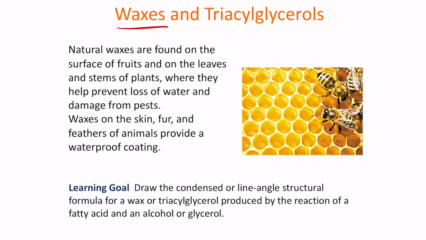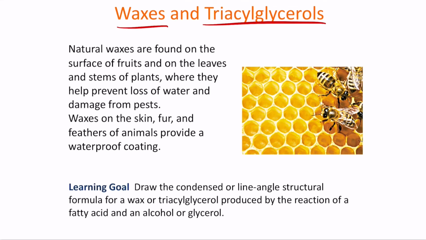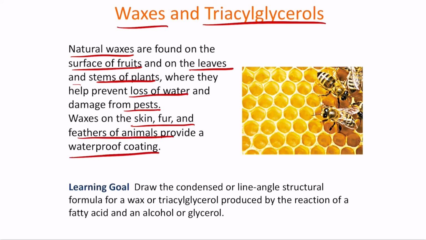Next, let's go to the topic of waxes and triglycerols. Natural waxes are generally found on the surfaces of fruits and on the leaves and stems of plants, where they help prevent the loss of water and damage from pests. Waxes on the skin, fur and feathers of animals provide what we call a waterproof coating.